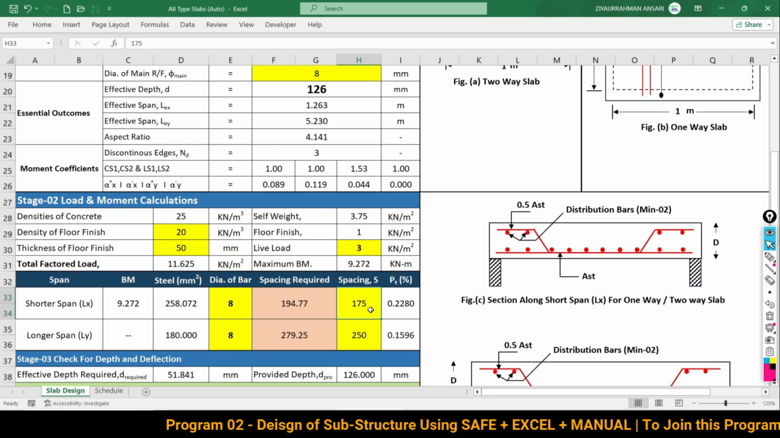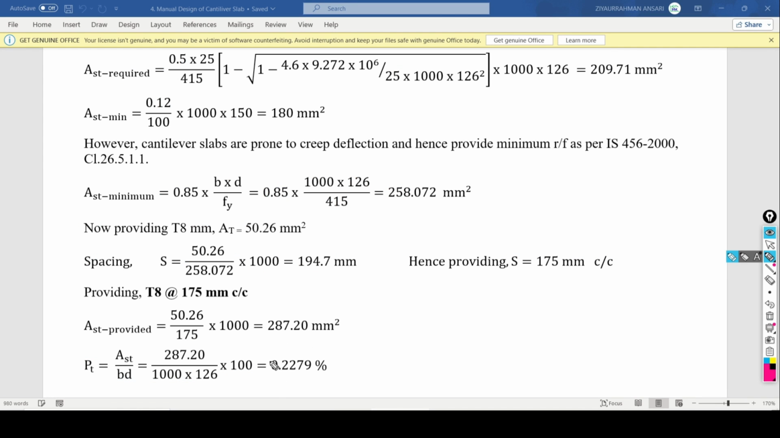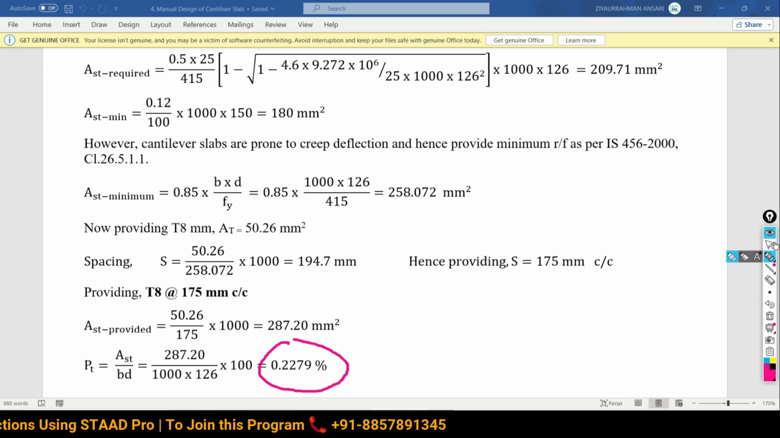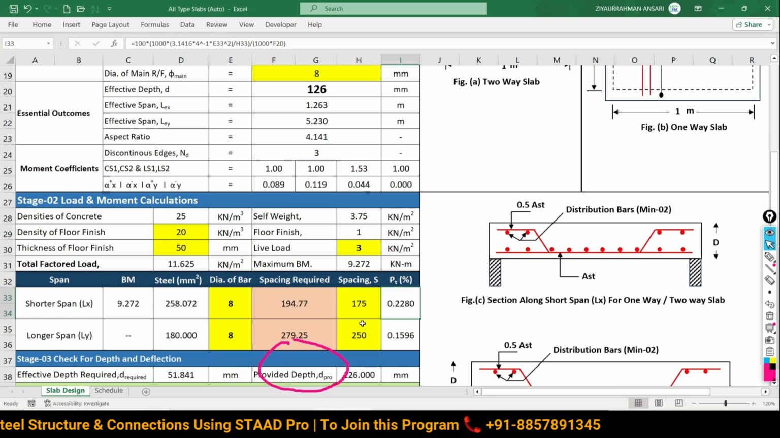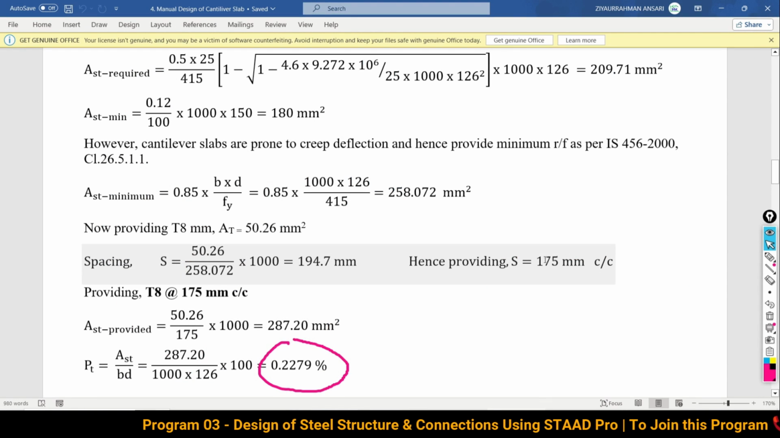So we are going to provide 175 mm spacing. Accordingly, the percentage of reinforcement is going to become 0.228. As you can see here, the percentage of reinforcement along the shorter direction is 0.2279, so it is 0.228. Now look at this sheet, and 175 mm spacing we have provided.